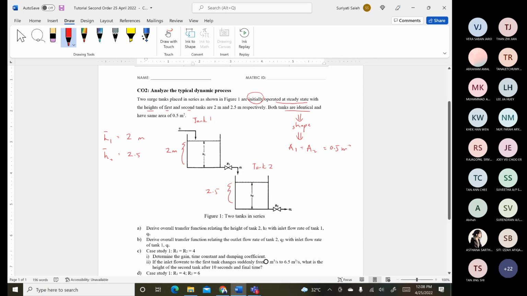In this case, we have the flow QI coming into tank number 1. So this is tank number 1, you have the H1 and then you have the valve. From the valve, we go to the Q1 and then to the H2. And lastly, exiting the tank through the valve R2 and Q2. So in this case, we assume the valves have a linear resistance.